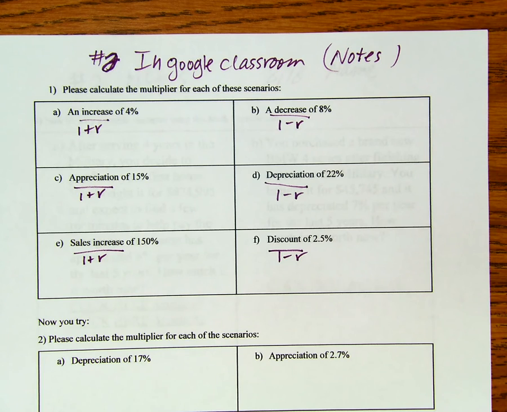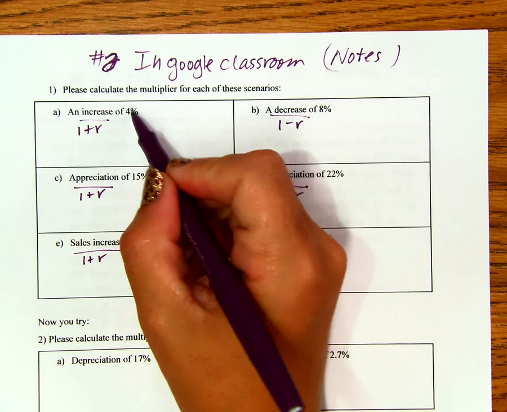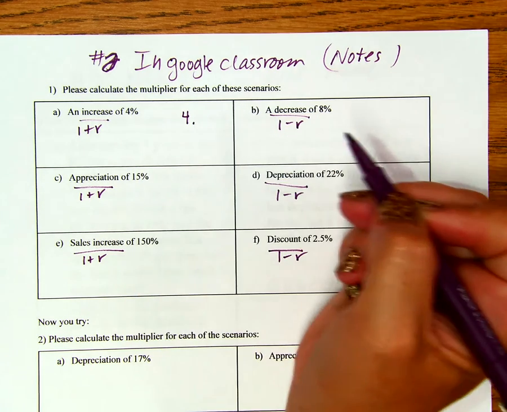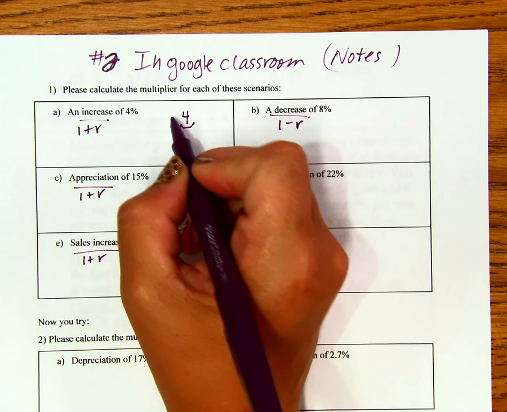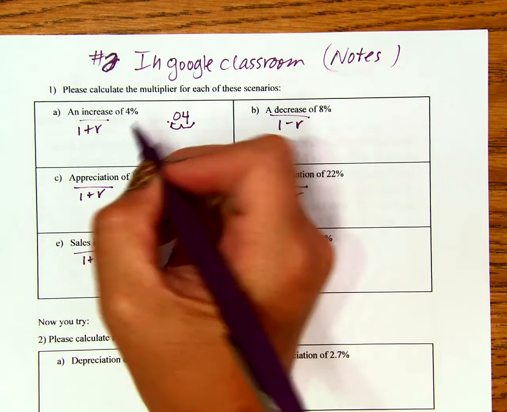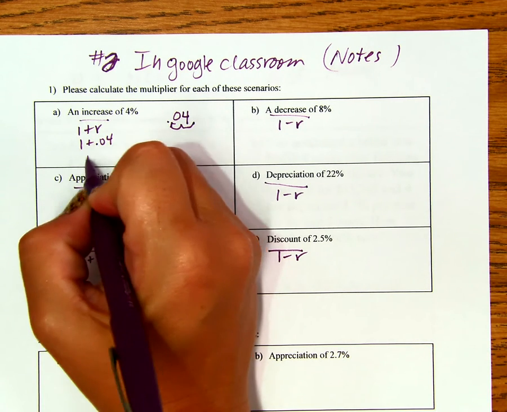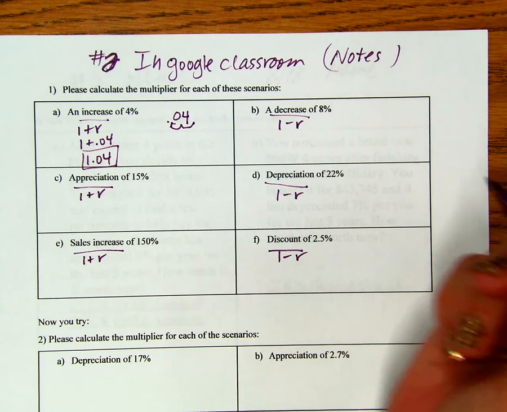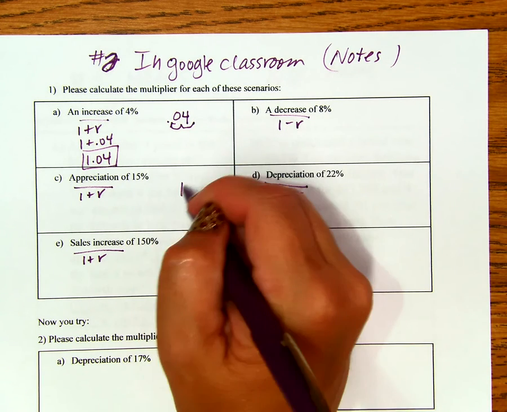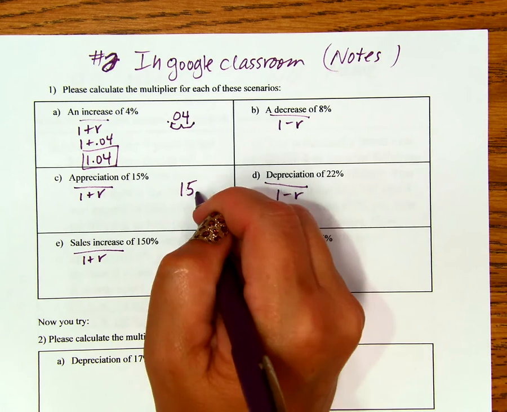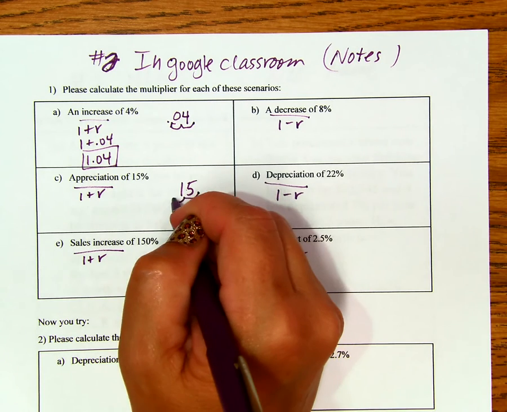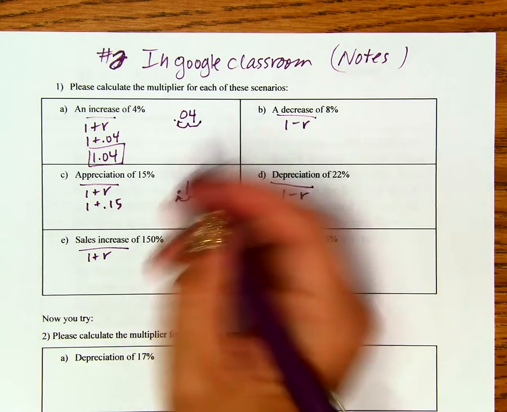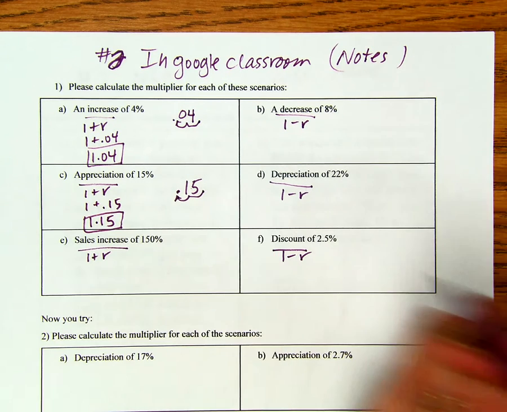Here we go. Before I can just add that rate, I need to convert that to a decimal. So I start with the 4%. There's an invisible decimal there at the end, and I bump the decimal twice to the left, making it 0.04. So it's 1 plus 0.04. My multiplier is a 1.04 multiplier. Here I go for the next appreciation. I convert that percent to a decimal. The invisible decimal is there at the end. Move it twice to the left. I'm going to do 1 plus 0.15, and I get a 1.15 multiplier.